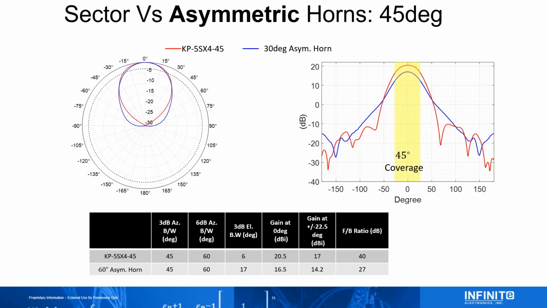Now, with the release of the asymmetric horns, it's only natural we do this study a little bit further. So here we're looking at a 45-degree sector, and this label here is wrong. This is supposed to be a 60-degree asymmetric horn. Because we're comparing our 45-degree sector to a 60-degree horn, which the label down at the bottom is right, the 3 dB beam widths are the same. The 6 dB beam widths are the same, but the elevation beam width is different on the sector and the horn. So the sector is a very narrow beam, which gets us nice high gain.